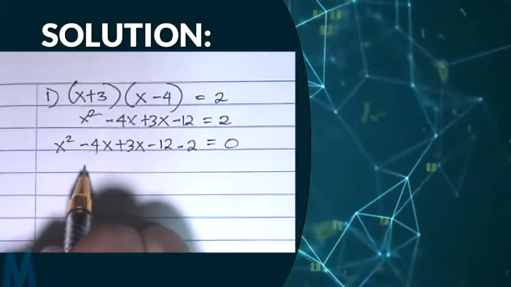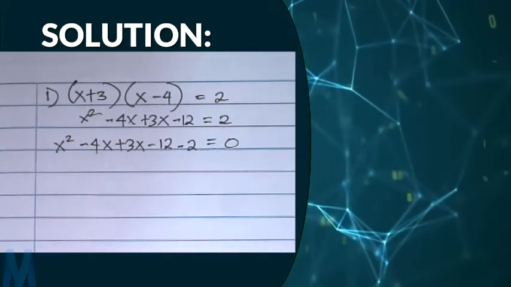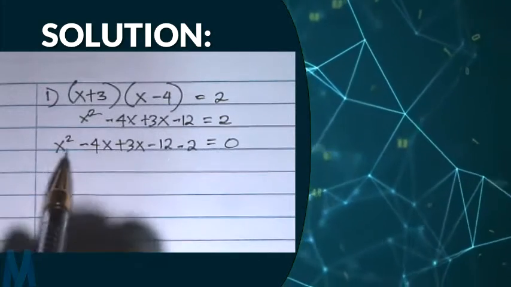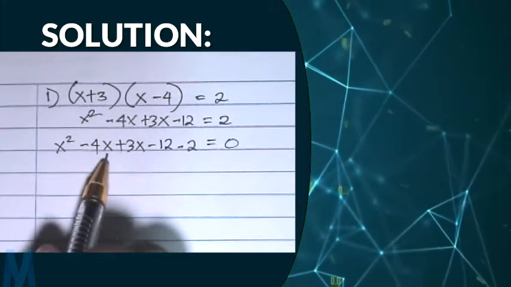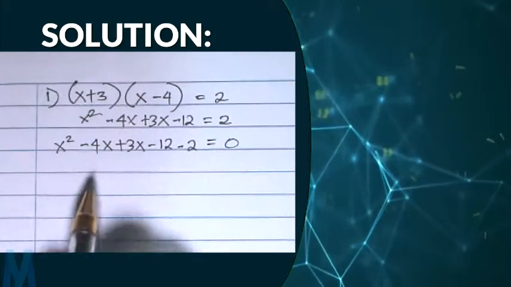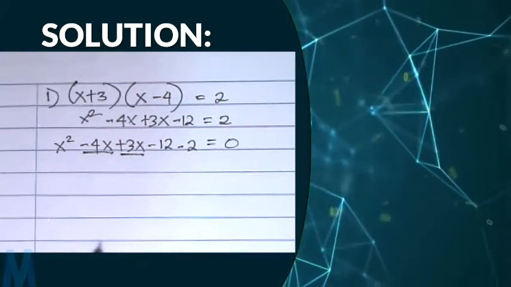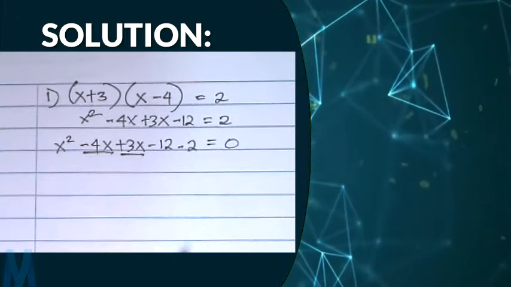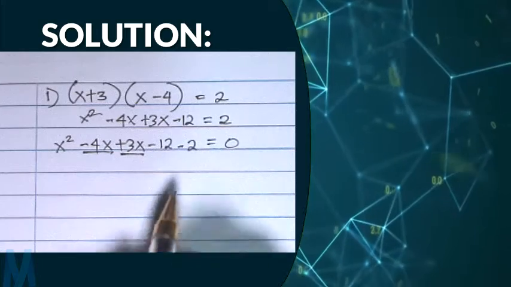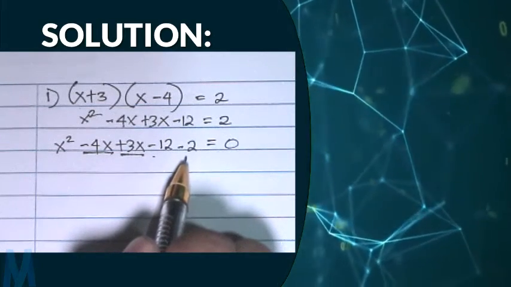Then we are going to combine similar terms. Similar terms are terms with the same variable and the same exponent. Although they both have the variable x, their exponents are not the same. So the similar terms here are negative 4x and positive 3x. If they are just numbers without a variable, they are also considered similar terms. That's why negative 12 and negative 2 are considered similar terms.